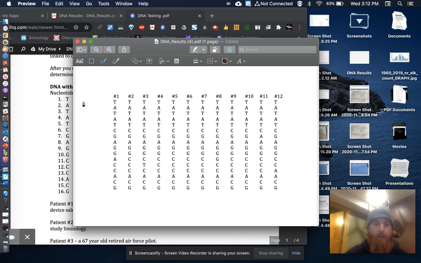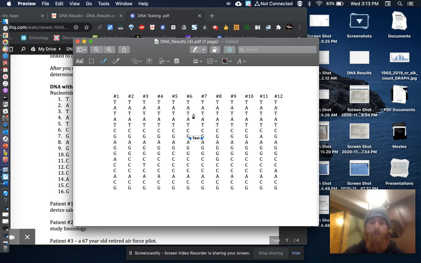So a T and a T, A and an A, T and a T, A and an A, T and a T, C and a C, G and a G, A and an A, G and a G, and then G, G. So this person here, their DNA is healthy.